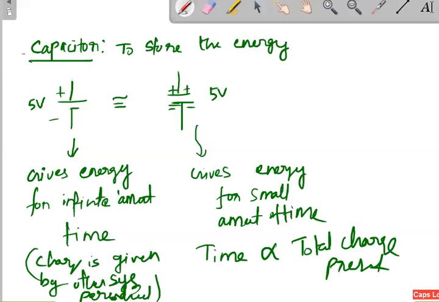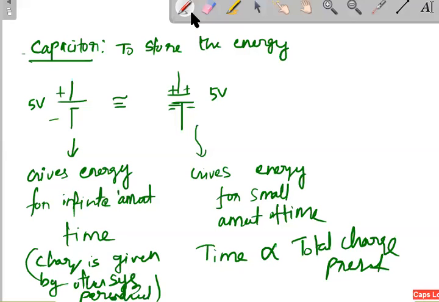So what is the idea? A capacitor can also store charge. In return, it can give you charge or voltage, but only for a finite amount of time. How much time it will give energy depends on how much charge gets stored. How much charge it stores depends on the capacitor value.